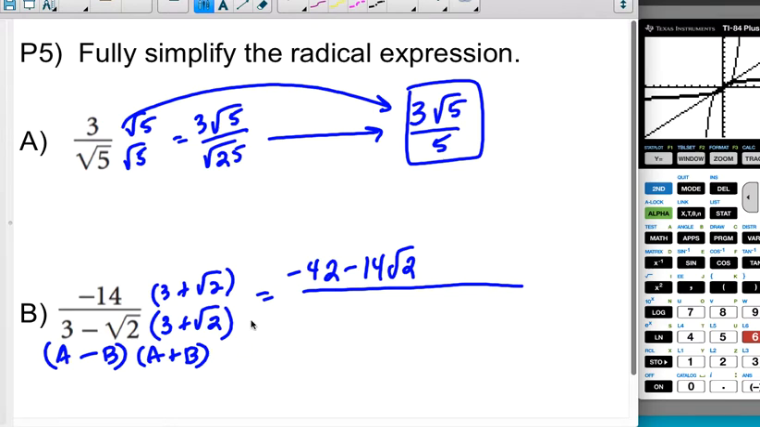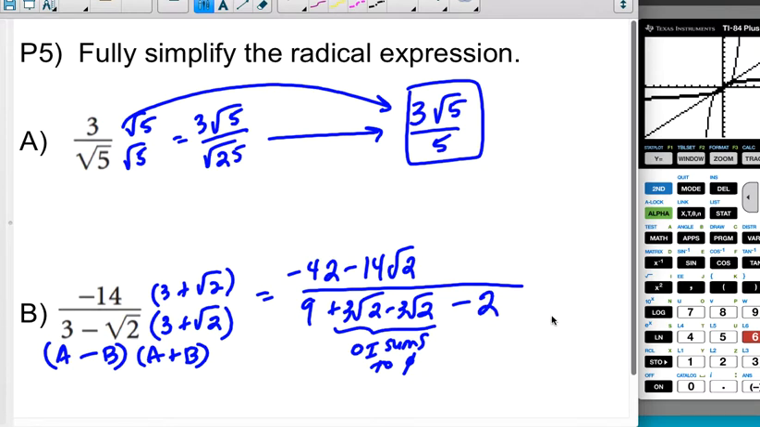When I FOIL the bottom, I'm going to get 3 times 3, which is 9. The outer and inner will sum to 0 because I'm going to get plus 3 root 2 and a minus 3 root 2, right? It's not an accident that the OI sums to 0. That's what's supposed to happen in a difference of squares, right? And then I'm going to get minus, and if you need to write a root 4 first, that's fine. If you can just get that root 2 times root 2 is a 2, that's great.